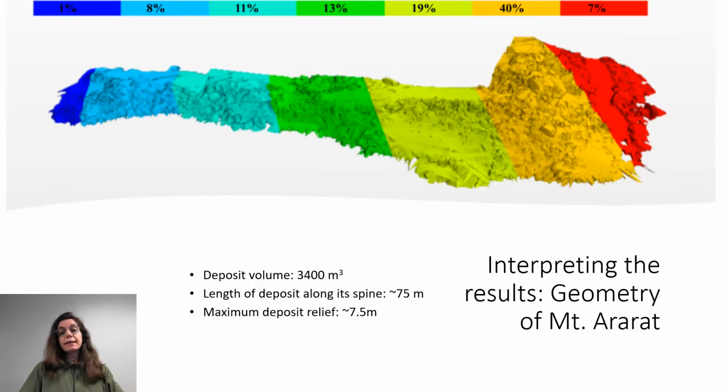So putting this all together, we were able to isolate this 3D model of the pile of Mount Ararat. So we have the LiDAR surface and then the inferred base from the electrical resistivity survey, which allowed us to estimate the total modern day volume of this deposit at 3,400 cubic meters. The length of the deposit from its tail all the way along its spine to the head is 75 meters, and then the maximum relief from the tip of the pile vertically down to the inferred base is about 7.5 meters.